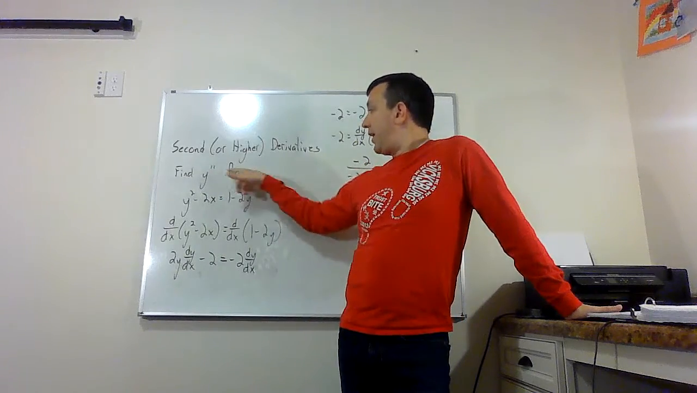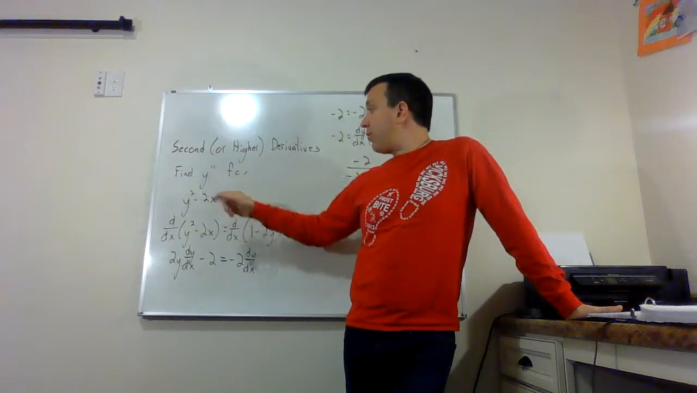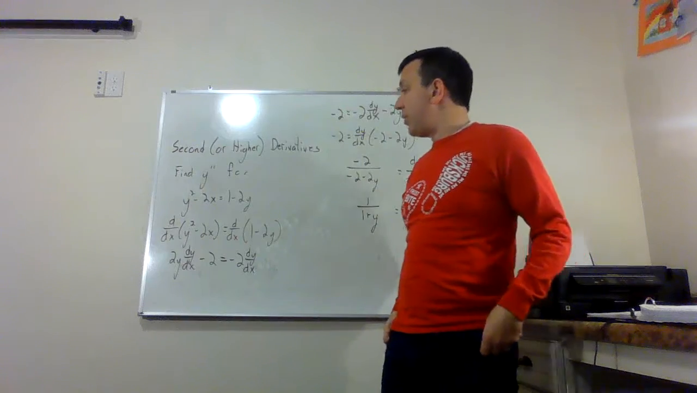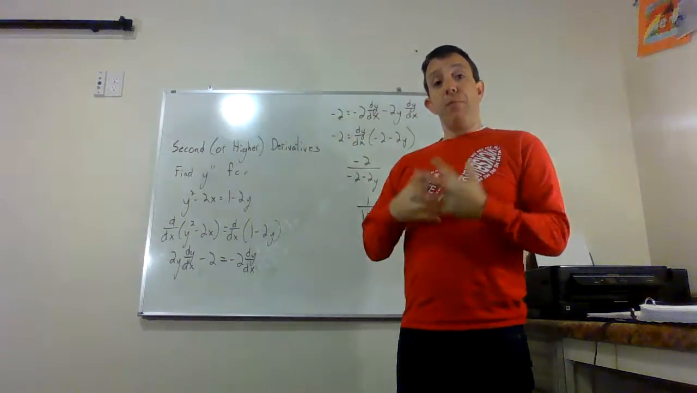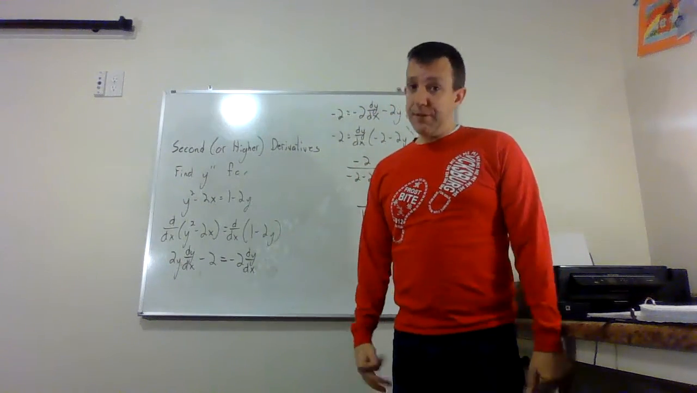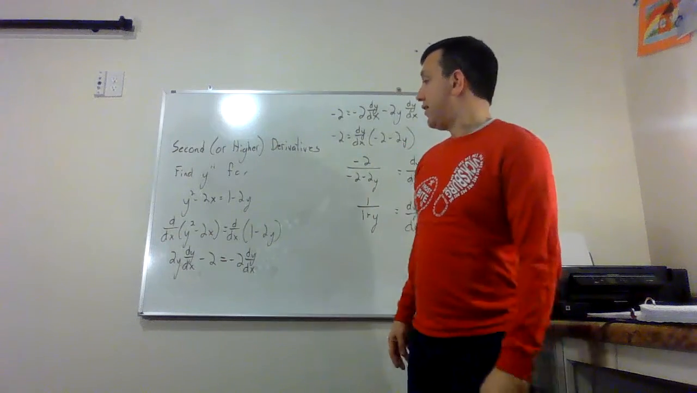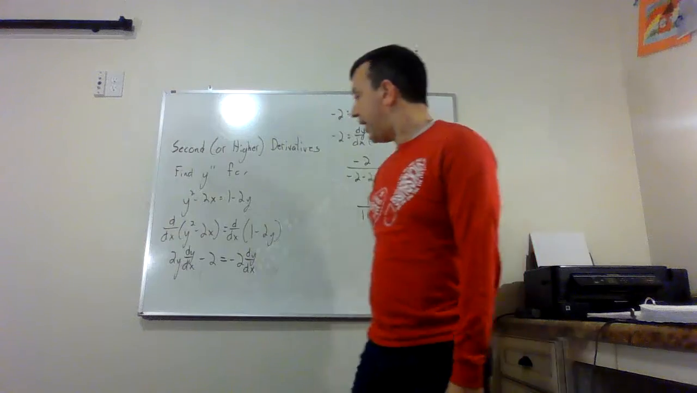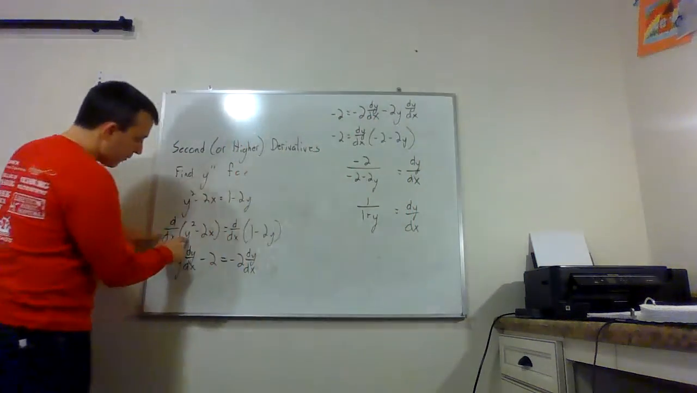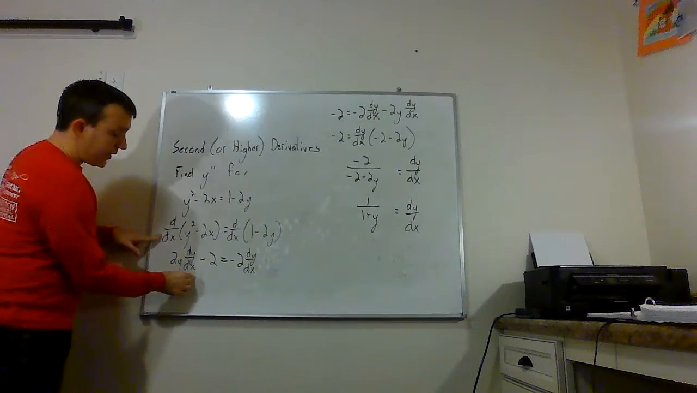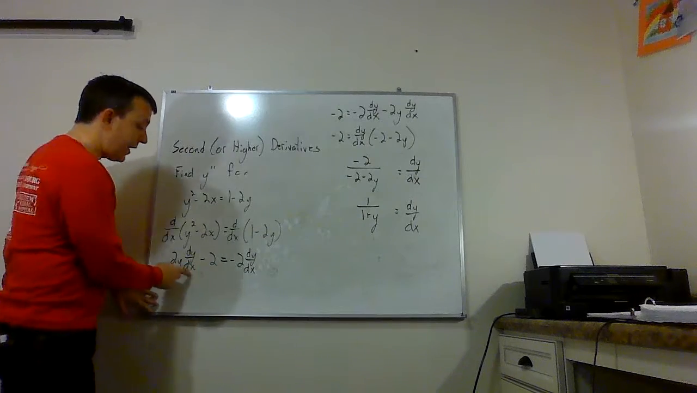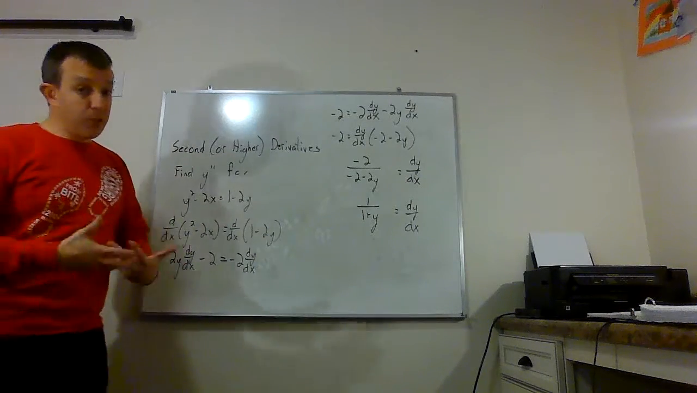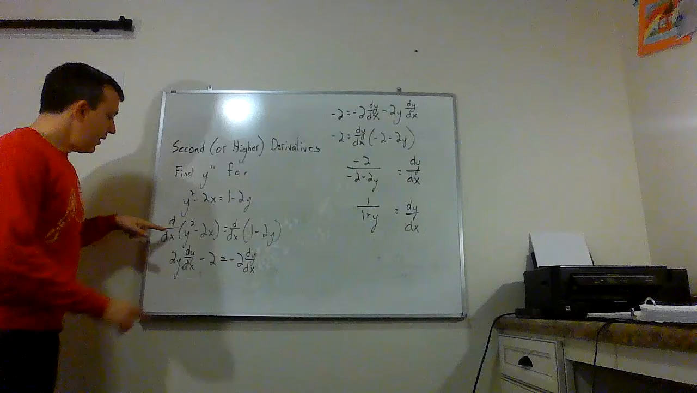So I want to find y double prime, the second derivative, for y squared minus 2x is equal to 1 minus 2y. Well, if we want a second derivative, we have to first take the first derivative. So I take the derivative of both sides with respect to x. On the left, the derivative of y squared is 2y, again, don't forget the dy dx. Y is its own little function, and it gets its own little derivative shoved in here.